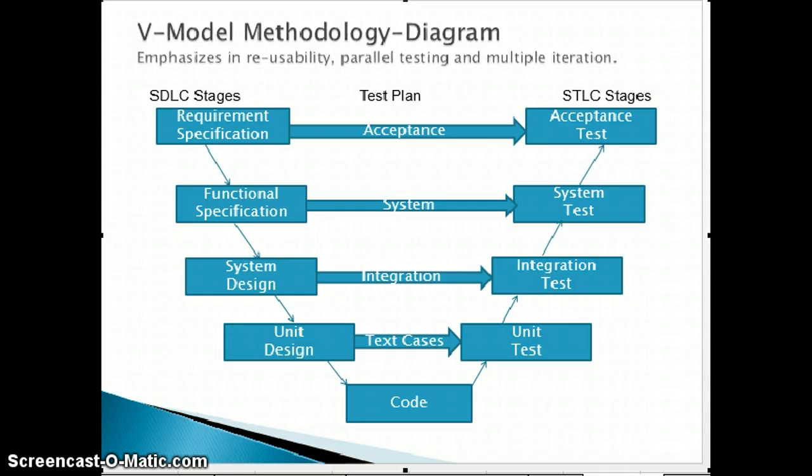Basically, in the previous two videos, we covered the software development life cycle, and we covered it in the waterfall method, and we covered the software testing life cycle. In the waterfall method, the testing is done at the very end, whereas in the V-model methodology, the testing is done in parallel to the development.